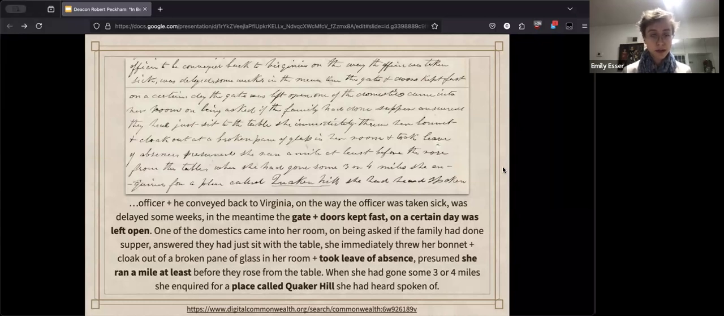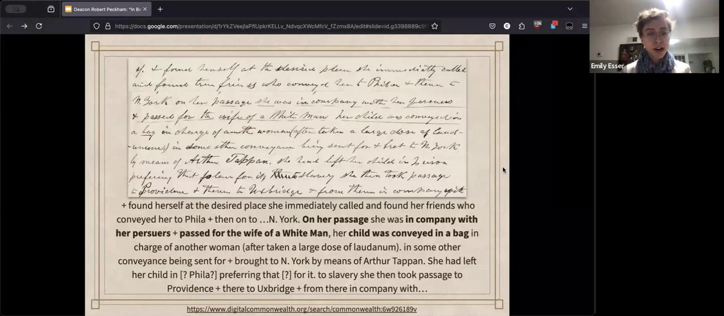One of the domestics came into her room. They told her the family had sat down. She threw her bonnet and cloak out of a broken pane of glass in her room. She ran a mile. She'd gone 3 or 4 miles. She inquired for a place called Quaker Hill. Again, the Quakers. This matches up to the account of the people Peckham helped. She found her friends, went to Philadelphia and on to New York.